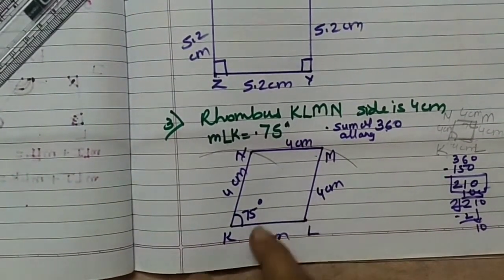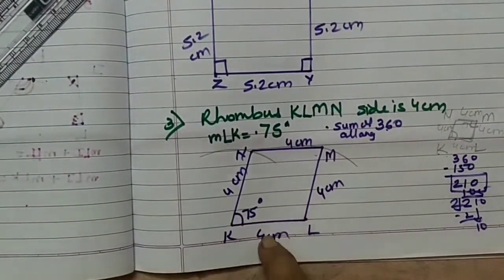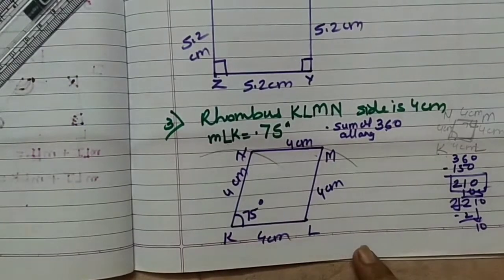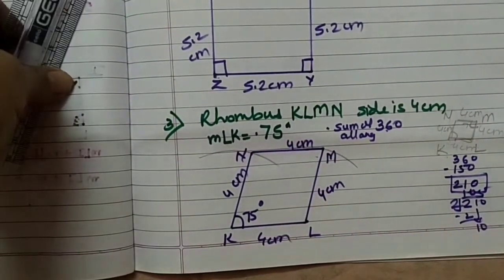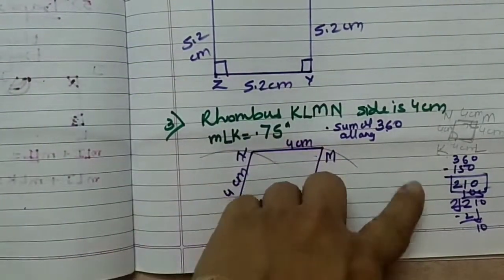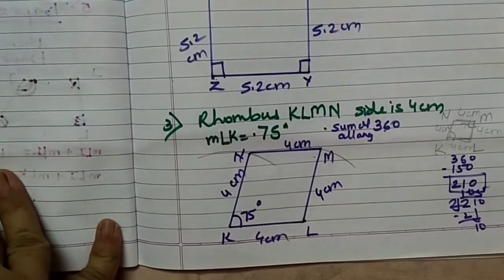We have marked what they have given us, 75. But we have found out this angle and then we have constructed the rhombus. Only with this we cannot construct this rhombus. We have to find out this angle to do the construction. Okay, now we will do the next construction, that is the last sum of this practice set, sum number 4.